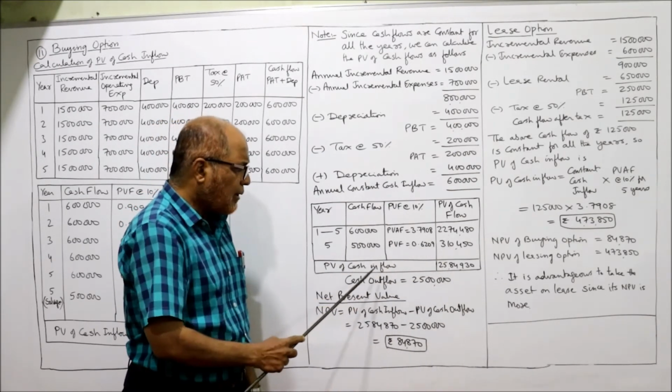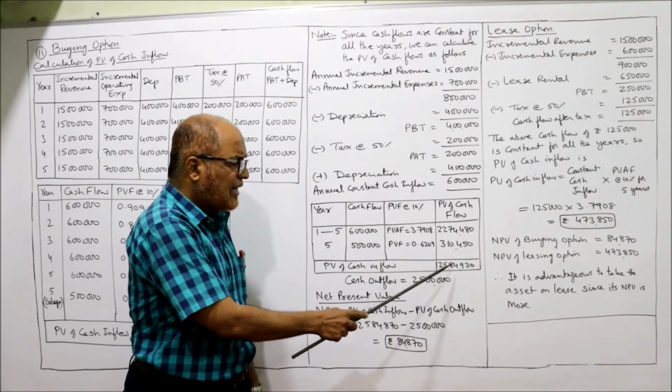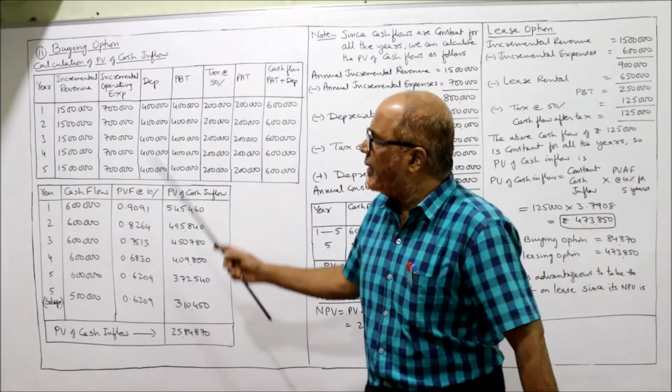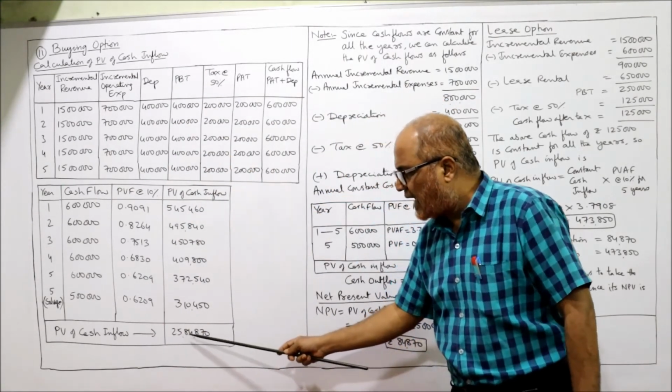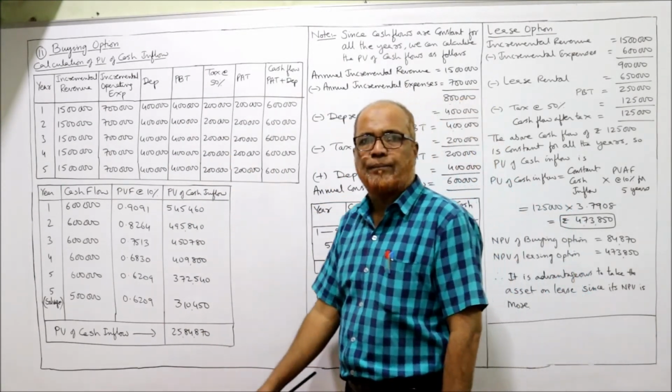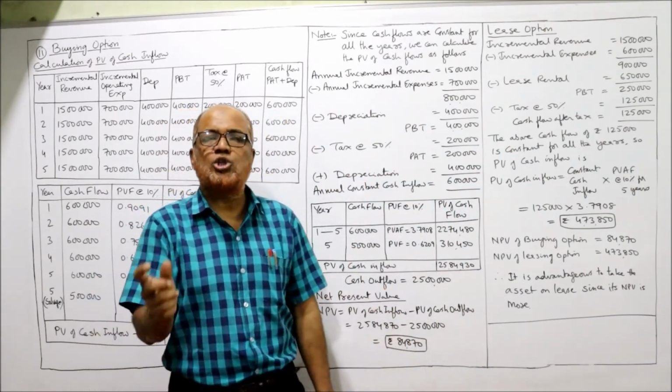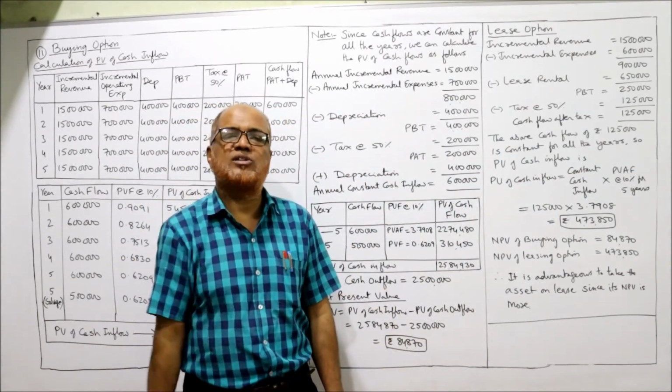Add up PV of cash inflow. 25,84,930. Now you can compare. By making this table, we got 25,84,870. Here we are getting 25,84,930. So a small difference, 60 rupees difference we are getting.